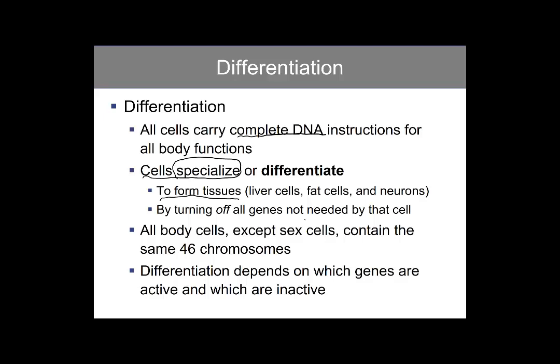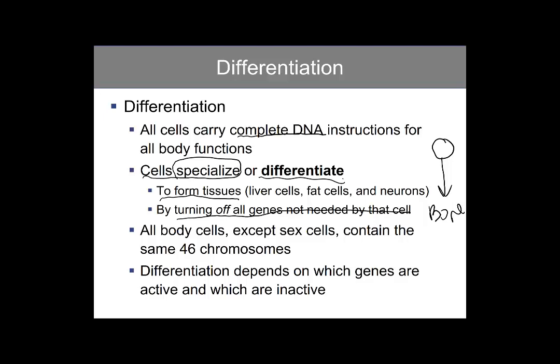And when they differentiate, they turn off all the genes that are not needed by that cell line. So for example, if a cell differentiates into a bone cell, it no longer needs the genes that are used by muscle cells. So it simply turns those genes off. And we call that process of turning off genes not needed for a particular cell line differentiation.